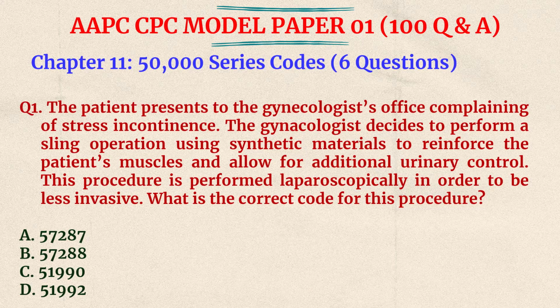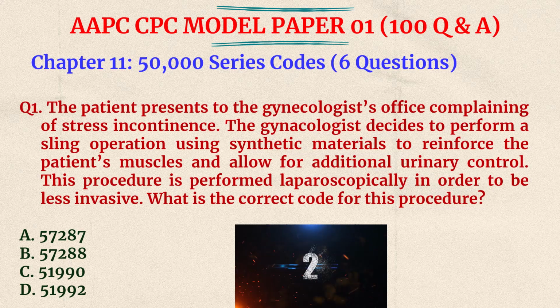Question number 1. The patient presents to the gynecologist office complaining of stress incontinence. The gynecologist decided to perform a sling operation using synthetic materials to reinforce the patient's muscle and allow for additional urinary control. This procedure is performed laparoscopically in order to be less invasive. What is the correct code for this procedure? So you can see there are 57,000 and 51,000 codes. So please pause the video, take your CPT code book and find the answer.